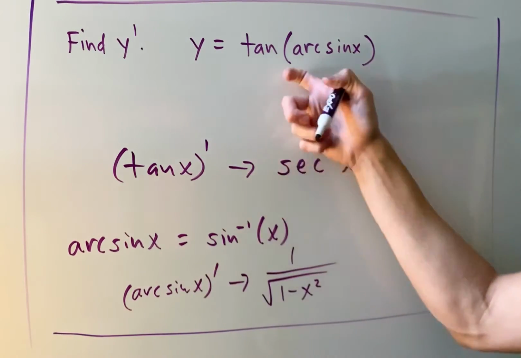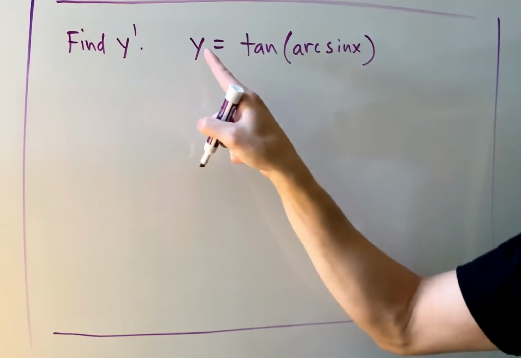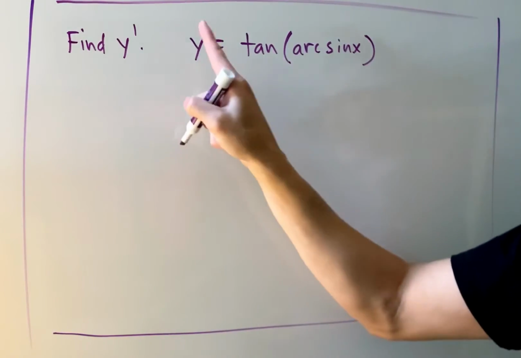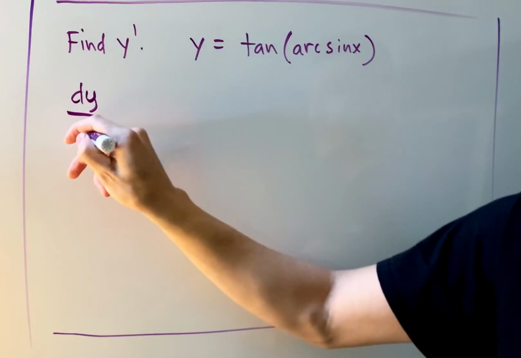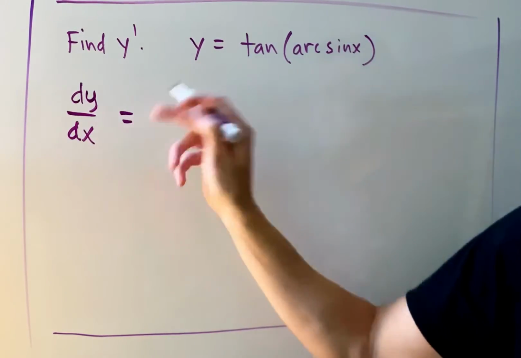So let's try the main problem. Okay, so we want y prime. So take the derivative of both sides. The derivative of y would be dy/dx. Or honestly, I should have just called it y prime. I'll do that in the next step.